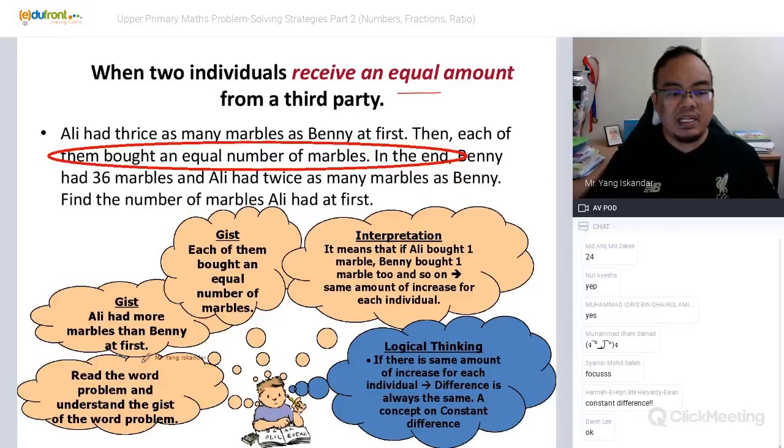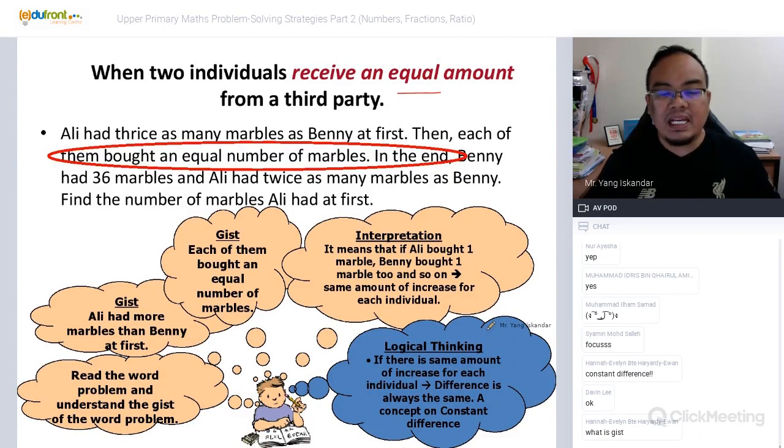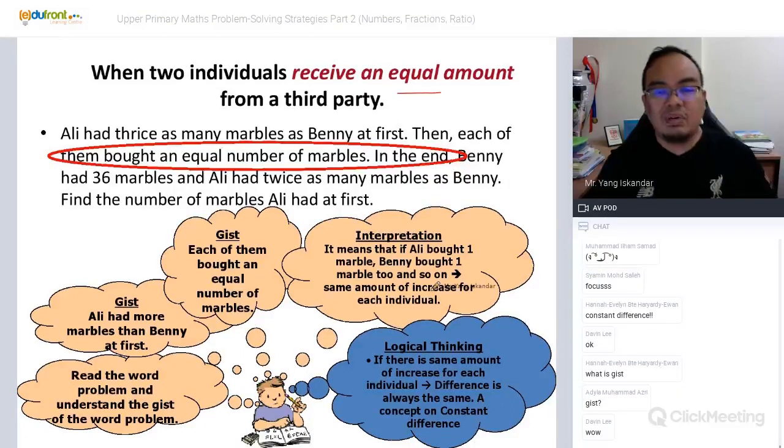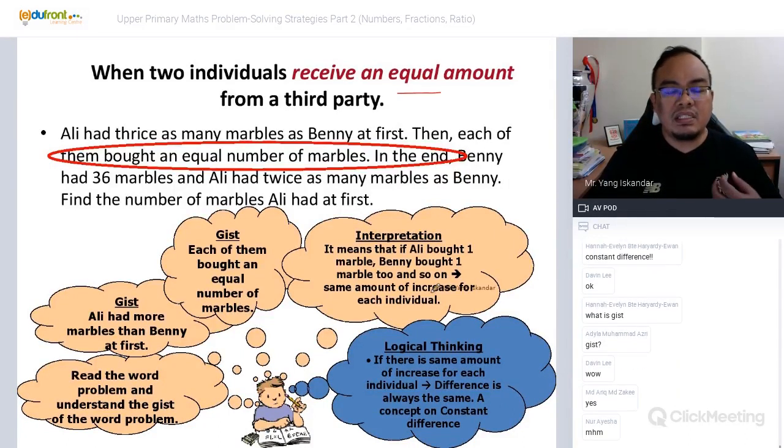Okay, so you can see that Ali has more marbles than Benny. So each of them bought an equal amount. So it means that if Ali bought one marble, Benny also buys one marble, and so on. So the same amount of increase for each individual. So with this, you can see in the end, the difference between them is always the same, right? The difference in the beginning and at the end will always be the same. Why? Because each of them bought an equal number of marbles.